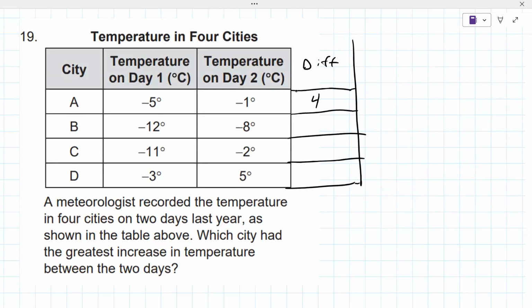The difference between them is 4. For B, it's 4. Okay. For C, it's 9. All right. And for D, it's 8. Okay, very good. Very good. Okay. Well done.